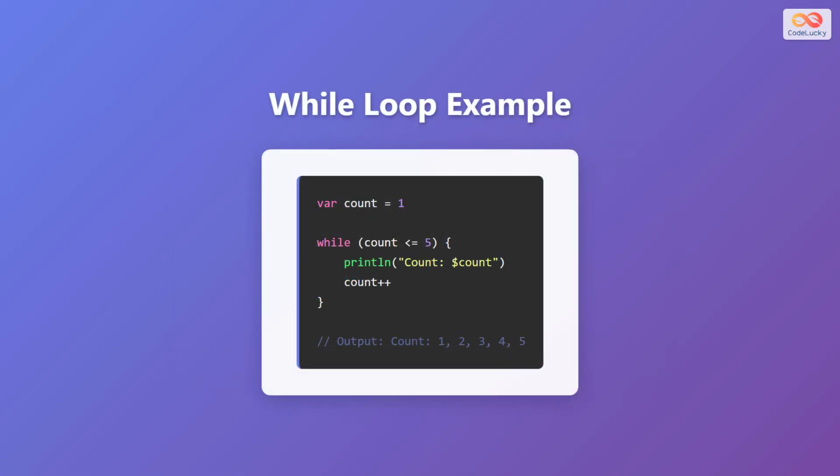Let's look at a practical example. Here, we declare a variable called count and initialize it to 1. The while loop checks if count is less than or equal to 5. Inside the loop, we print the current value of count, then increment it by 1 using the ++ operator. This loop runs 5 times, printing count:1, count:2, count:3, count:4, and count:5. After count reaches 6, the condition becomes false and the loop stops.